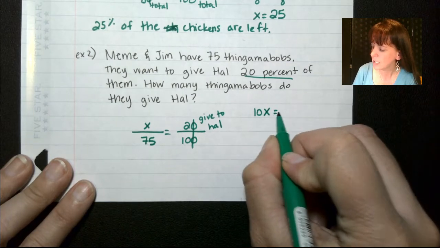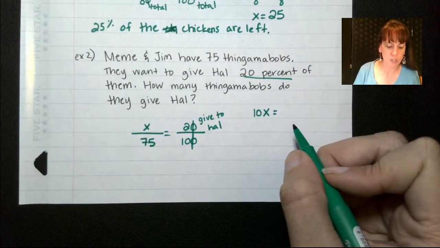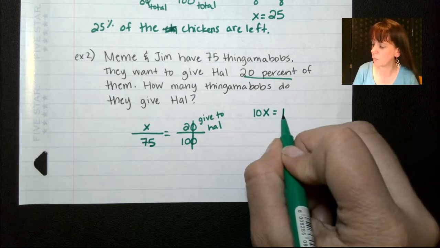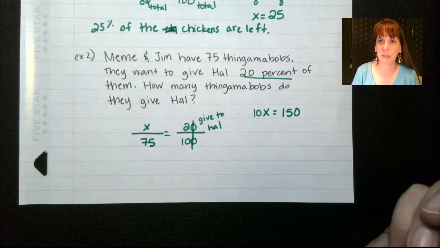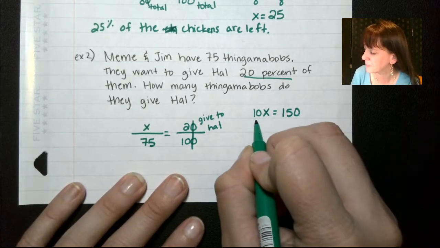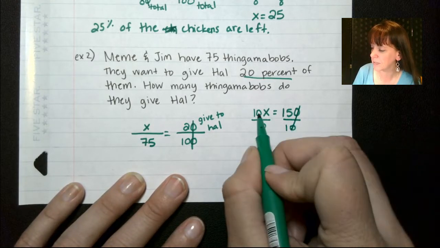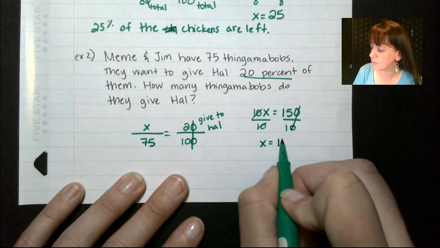10x equals 75 times 2. I still use my calculator for 150. I made one math error one time that was super silly, so I have to use my calculator every time. Divide both sides by 10, and this is why I left it as 10, because I can lop off my zeros there, and I get x equals 15.